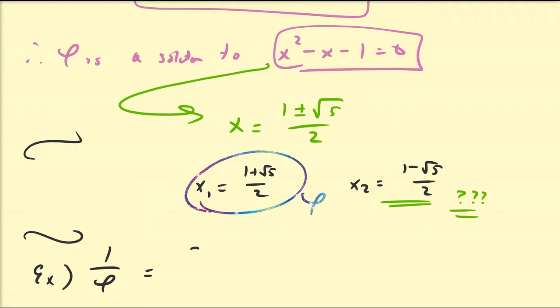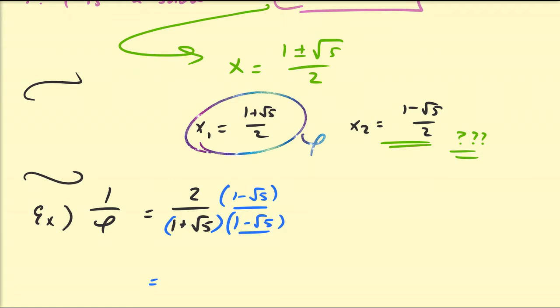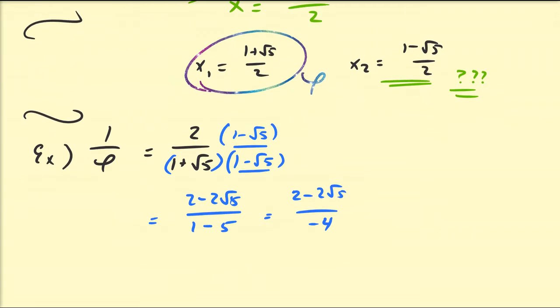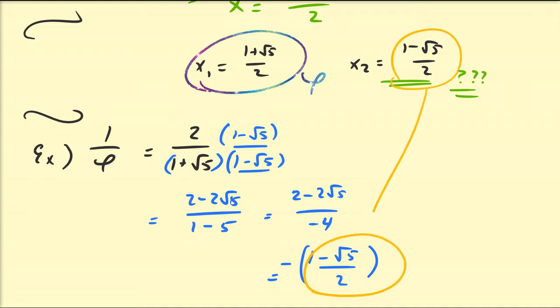By definition, this is just going to be 2 divided by (1 plus the square root of 5). Let's see. Well, what can we do? We can multiply top and bottom by the conjugate. That usually does the trick for square roots. So that's just going to be (2 minus 2 square roots of 5) all over (1 minus 5). So that's just going to be (2 minus 2 root 5) all over negative 4. So I'm just going to divide top and bottom by 2. That's going to be (1 minus the square root of 5) all over 2, and I'm going to pull out a negative there. So there is our other solution.